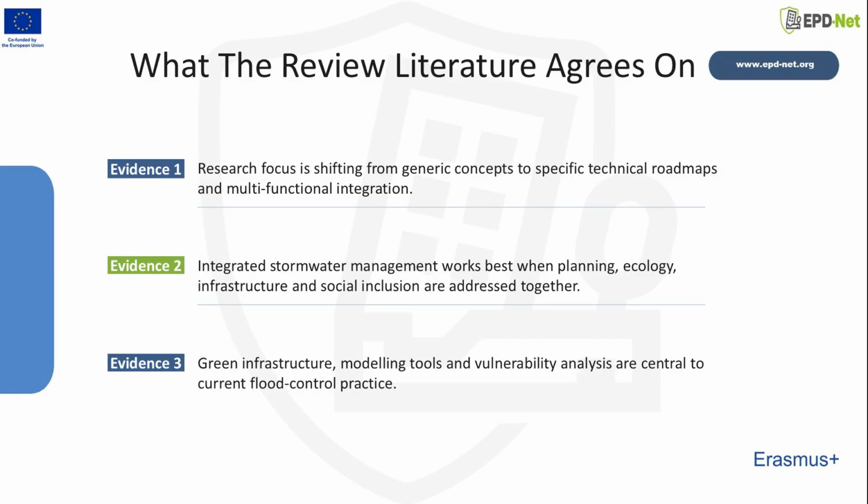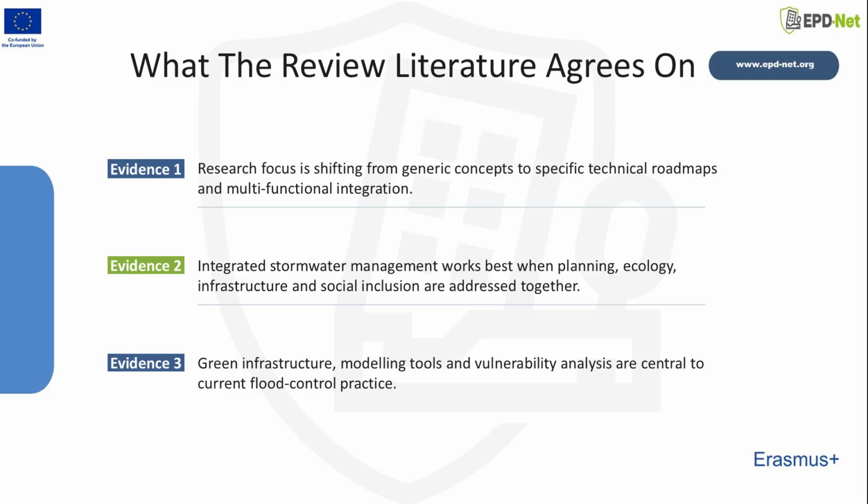This slide summarizes the common direction of the review literature. First, research is shifting from general concepts toward more specific technical roadmaps and more integrated, multifunctional approaches. Second, integrated stormwater management works best when planning, ecology, infrastructure, and social inclusion are addressed together rather than separately. Third, green infrastructure, modeling tools, and vulnerability analysis are now central to contemporary flood control practice.